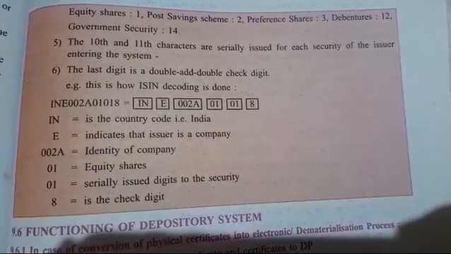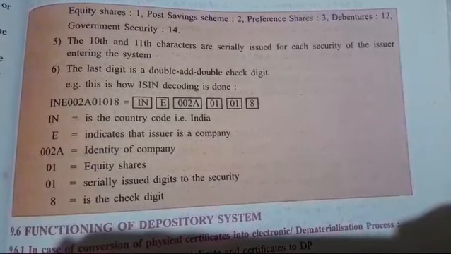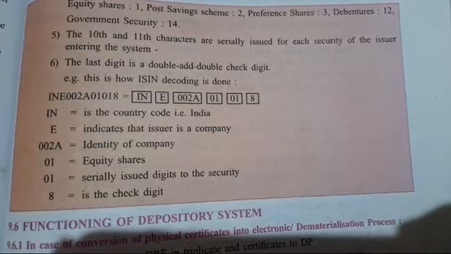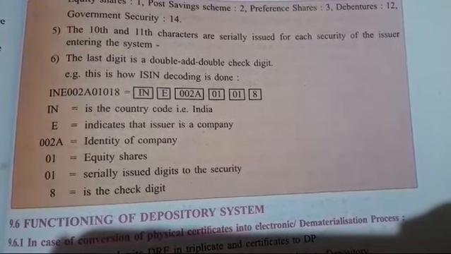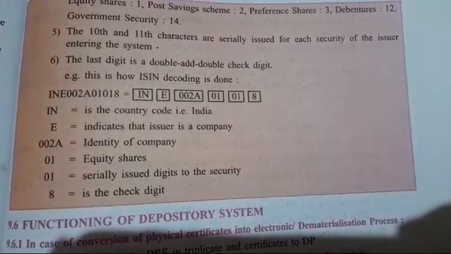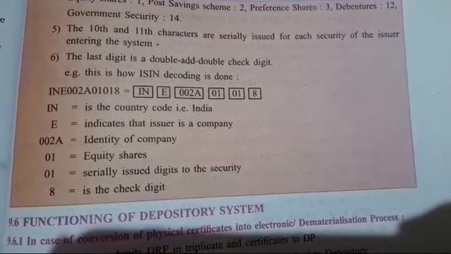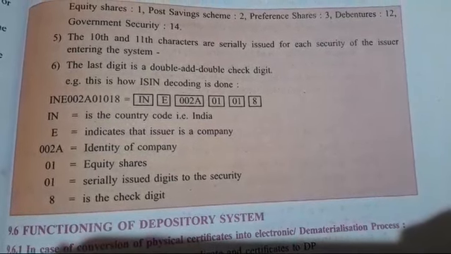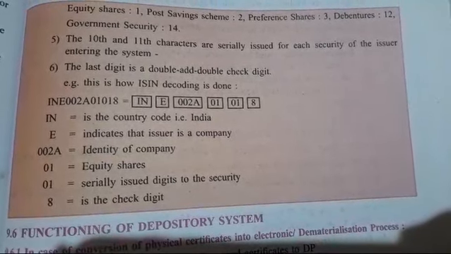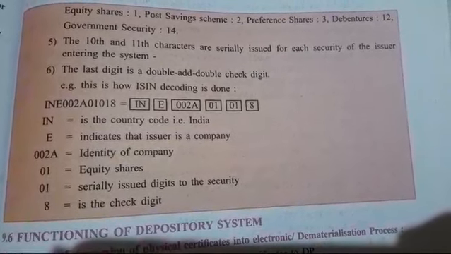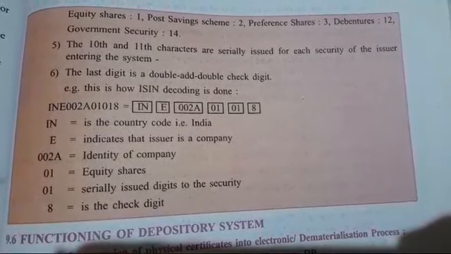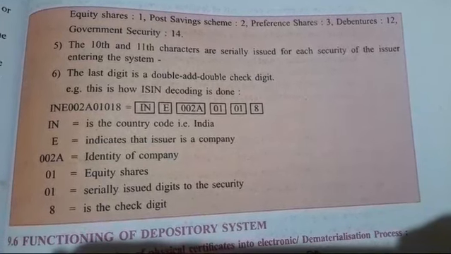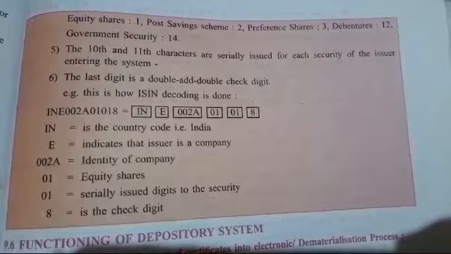Sixth, the last digit is a double check digit. E.g., this is how ISIN decoding is done. INE002A01018. IN is the country code, which is India. E indicates the issuer as a company. 002A is the identity of the company. 01 is equity shares. 01 is again the serially issued digits for the security. 8 is the check digit.